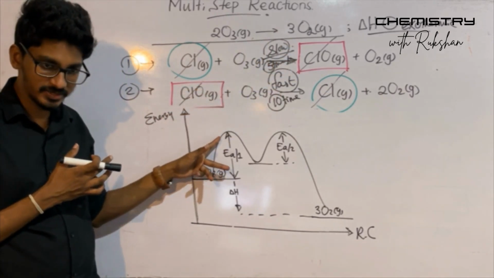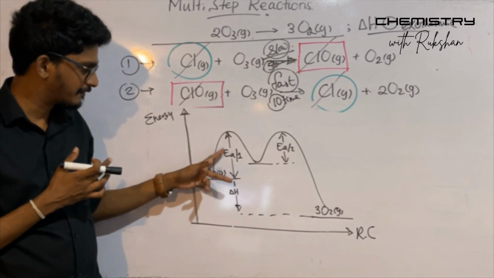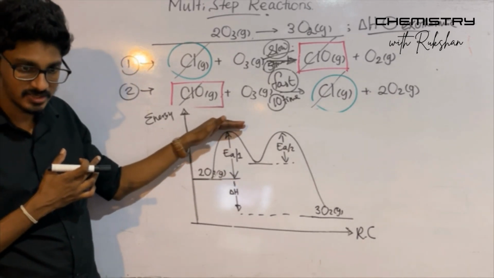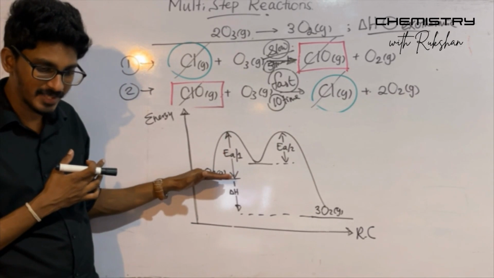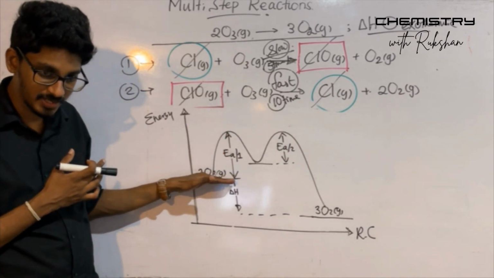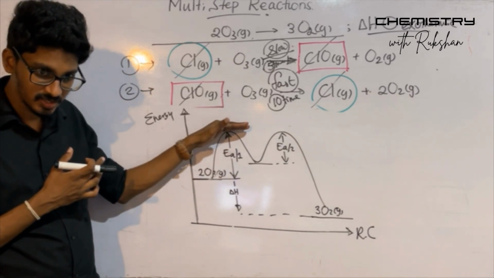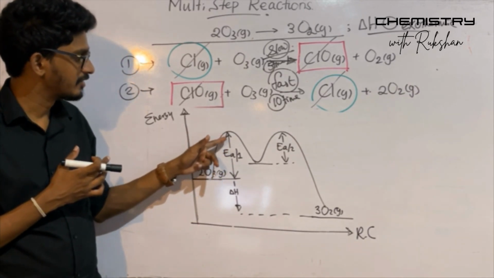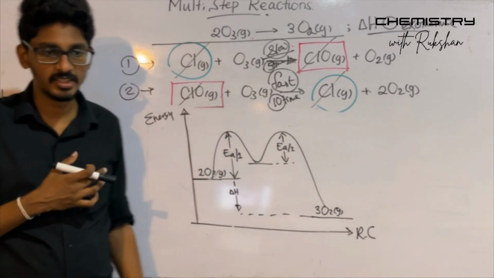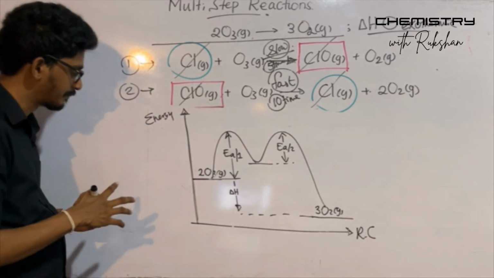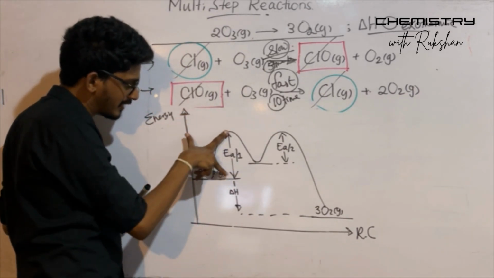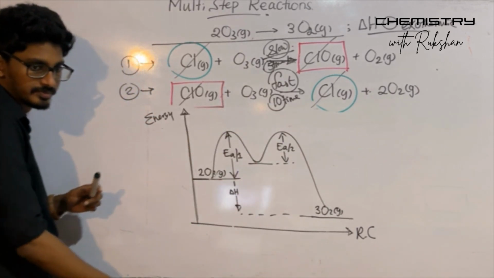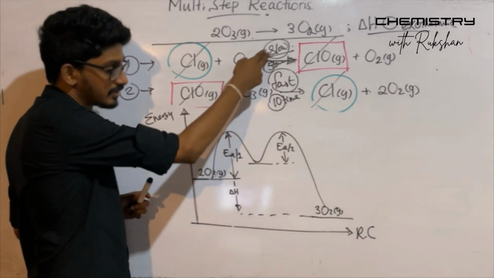The activation energy barrier means the difference between the energy of the reactants of that step and the peak, right? That is the activation energy barrier. That should be greater than the activation energy barriers of the other steps. With the slower step, you should have the greater activation energy barrier. So this barrier is greater than the activation barriers of other steps. That is why this is considered the slower step, the first step, right?